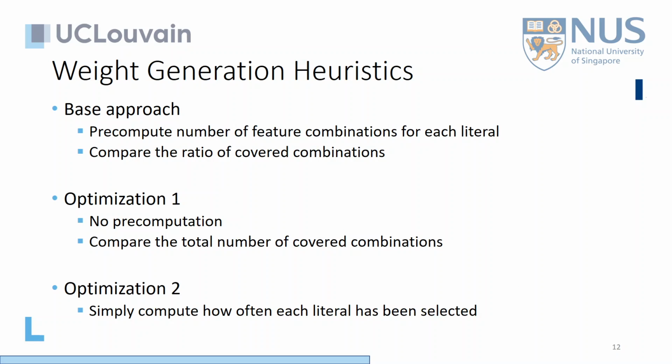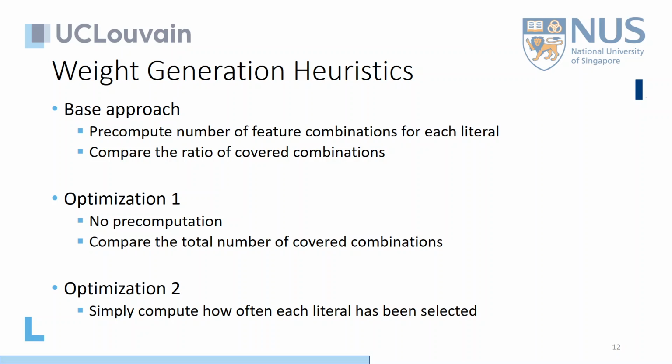We have several versions to generate weights that have different complexity. Our base approach is based on the idea we've described before. So first of all, we need to pre-compute the number of feature combinations for each literal, so for each feature and for its non-selection. And then when I say that we compare the coverage of a feature and of non-selection of the feature in the current test set, we actually compare the ratio of covered combinations. So this approach is good, however, the precomputation might be too complex in case of thousands of variables in the CNF formula.